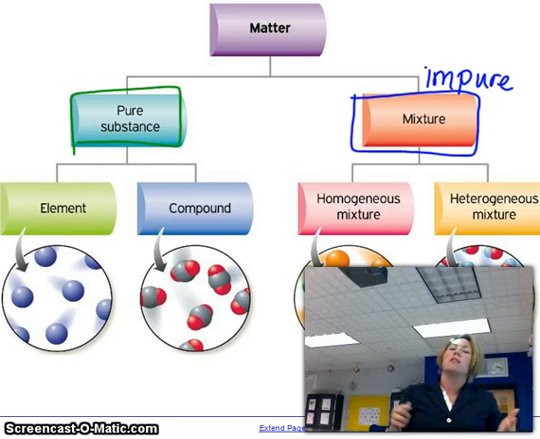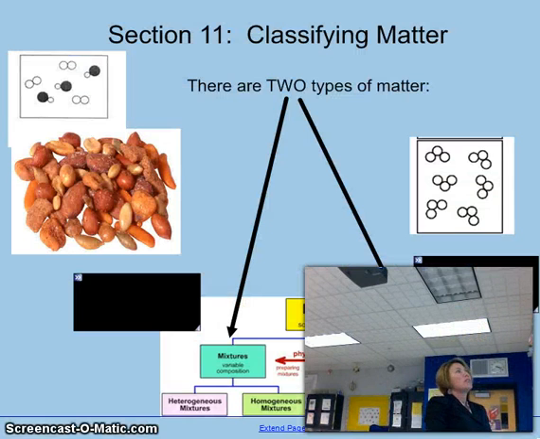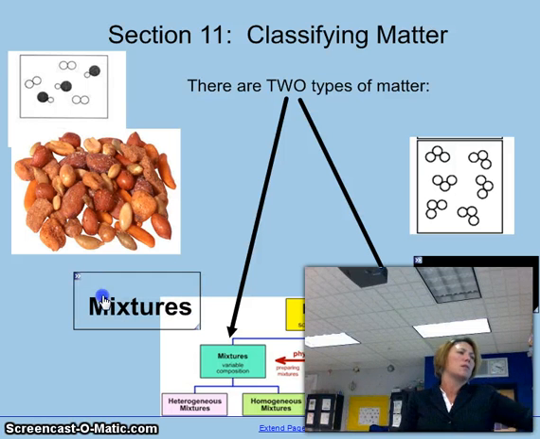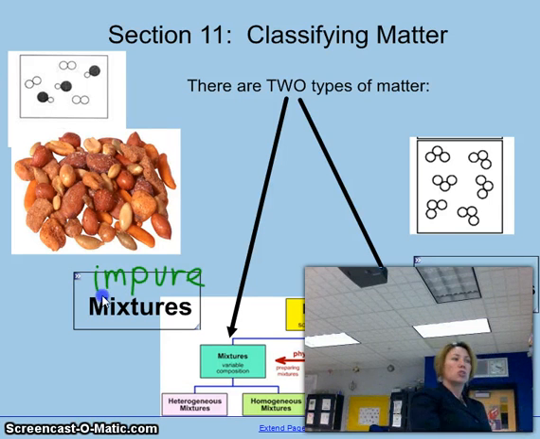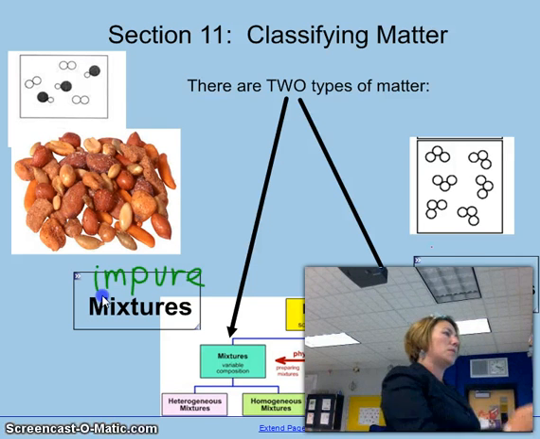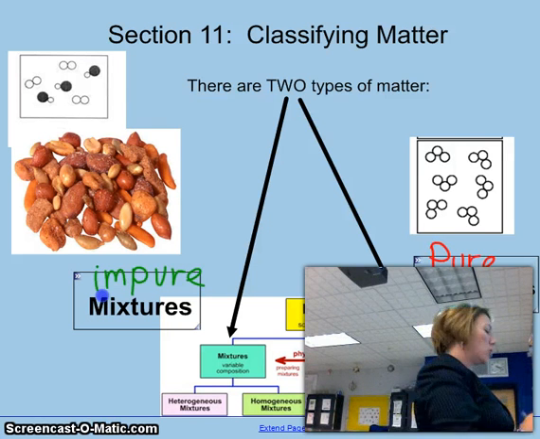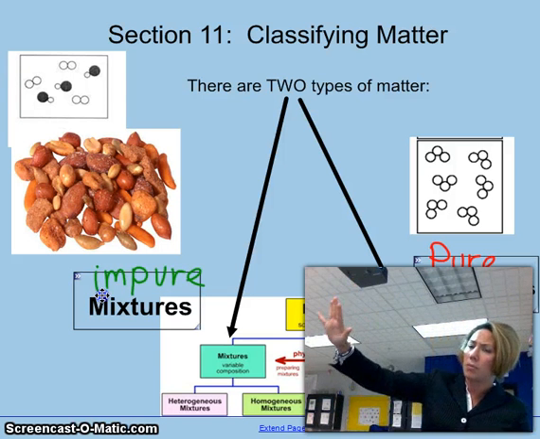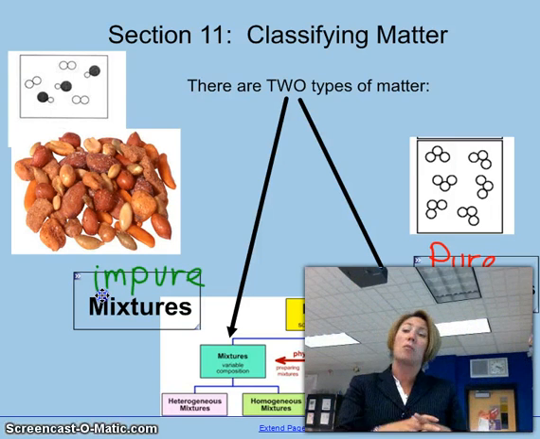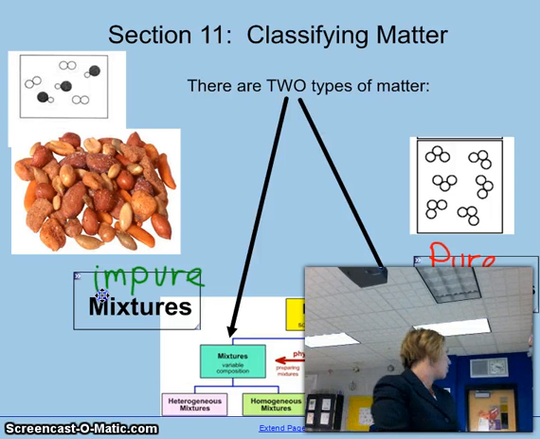We're going to talk a little bit more about each of these right now. There are really 2 types of matter in all the universe, and you're going to want to write this down in your notes. There are mixtures and there are substances. Mixtures are impure, they're not pure. I give you this little mixture of nuts here as an example. Most matter that you encounter is a mixture, and that matter which is pure are substances. In order to be a substance, you're either an element found on the periodic table, or you're a compound. We'll talk about the definitions of each of those.